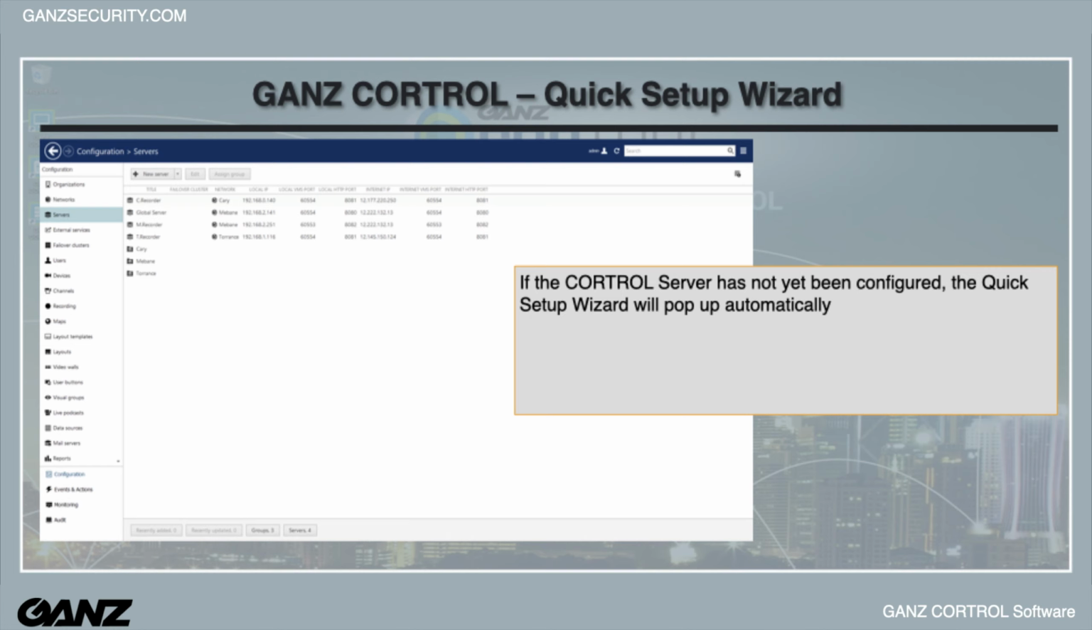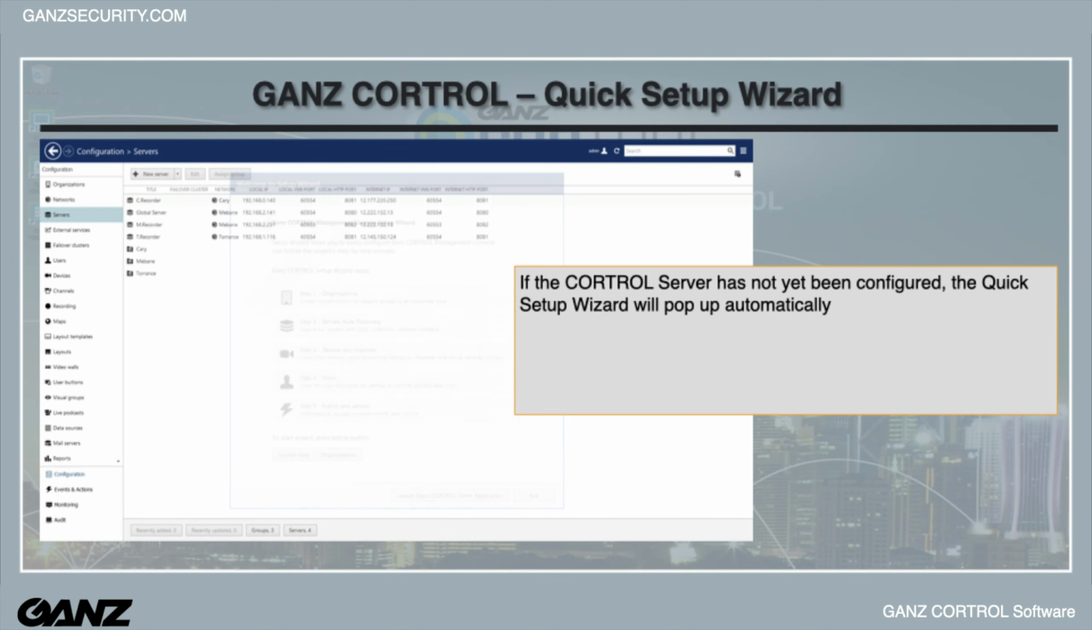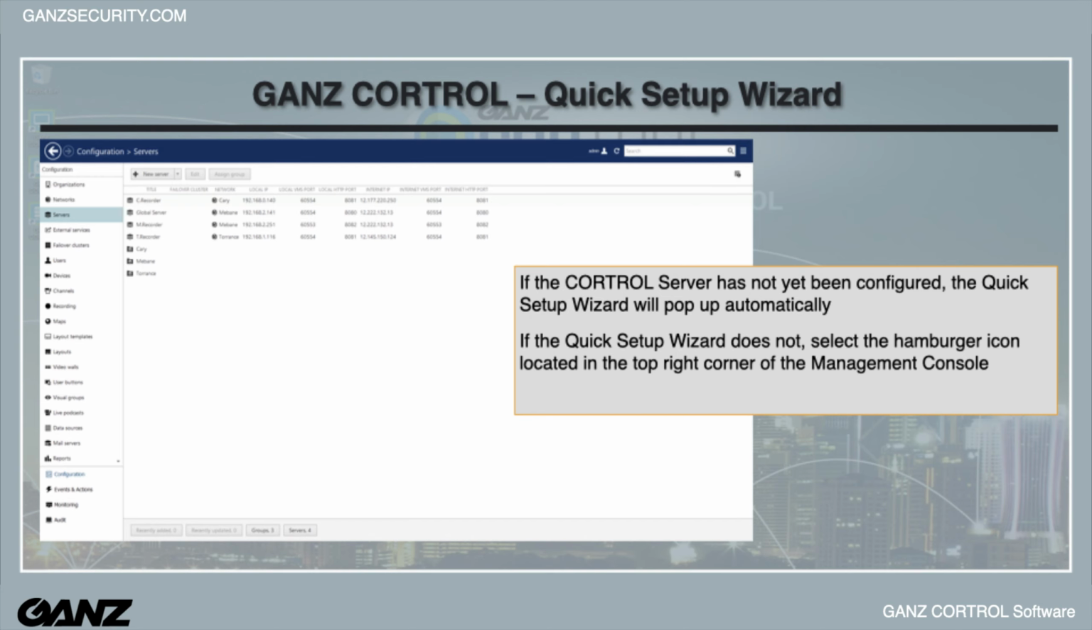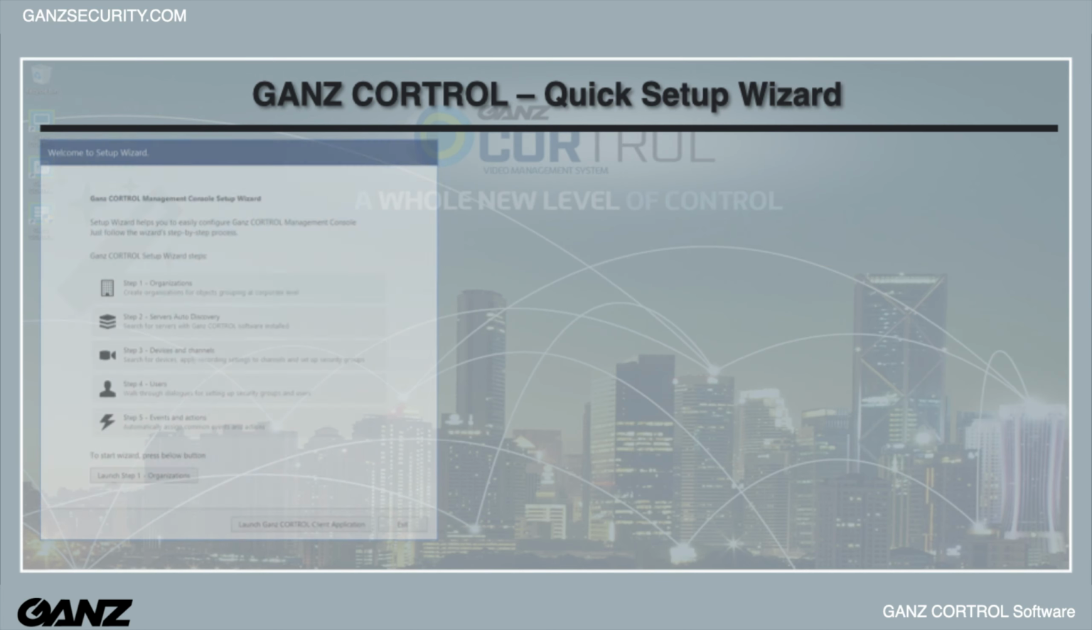If the CORTROL server has not yet been configured, the Quick Setup Wizard will pop up automatically. If the Quick Setup Wizard does not, select the hamburger icon located in the top right corner of the Management Console. From the drop-down menu, select the Setup Wizard to continue.